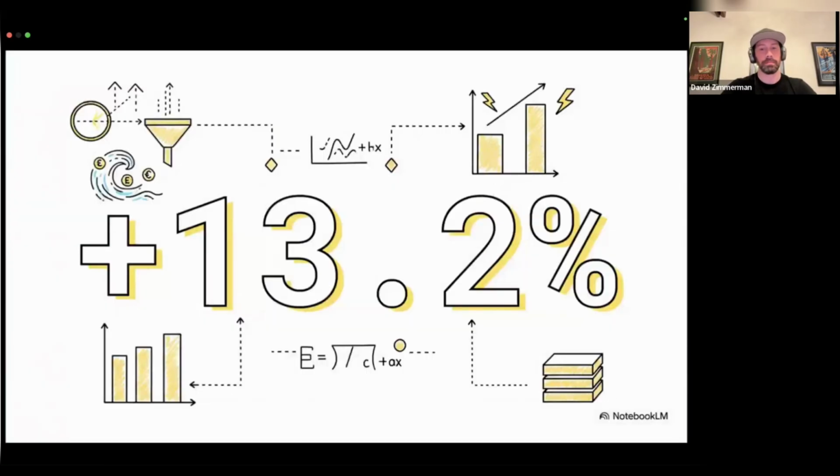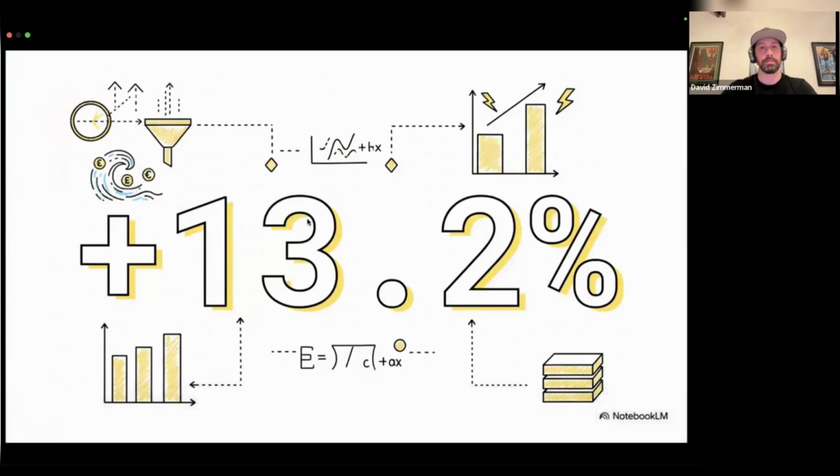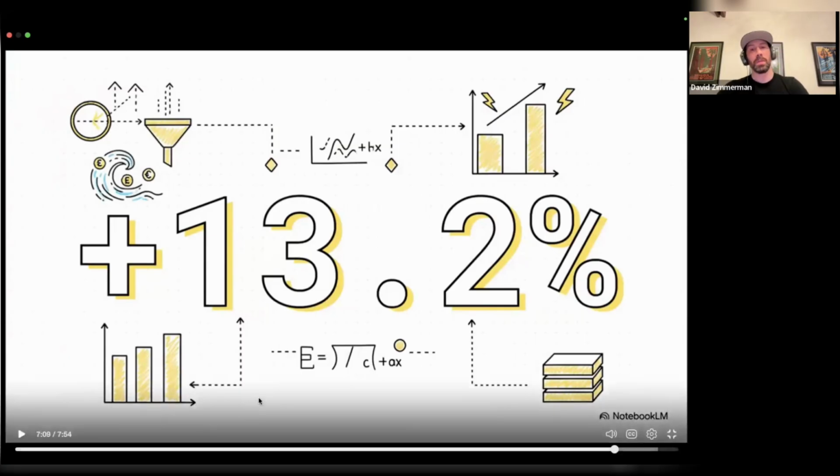So after all this work, the real-time data, the fancy stats, the complex formulas, what's the actual payoff? Well, research has shown that these active, volatility-sensitive strategies can outperform just passively providing liquidity by an average of 13.2% per year. So the 13.2%, it speaks to what Yuri just posted in the chat.